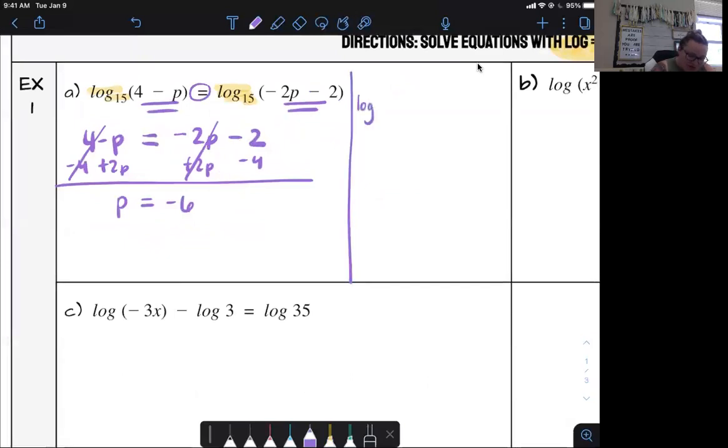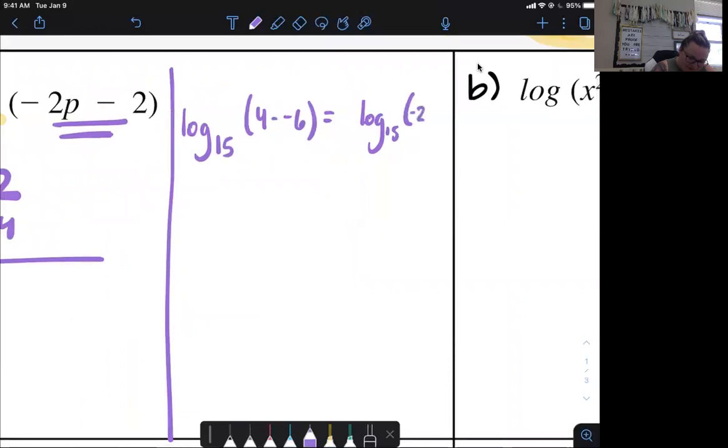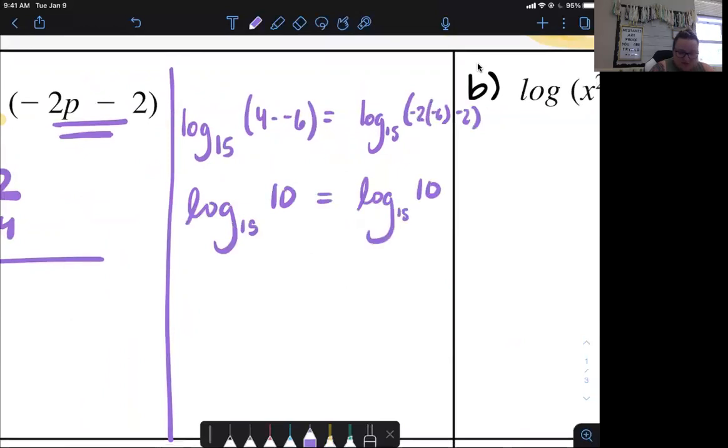So we're going to have the log base 15 of 4 minus negative 6 is equal to the log base 15 of negative 2 times negative 6 minus 2. And the log base 15 of, what is that? 4 minus negative 6 is 10, is equal to the log base 15 of 12 minus 2 is 10. So the log base 15 of 10 is equal to the log base 15 of 10. Those two things are in fact the same.